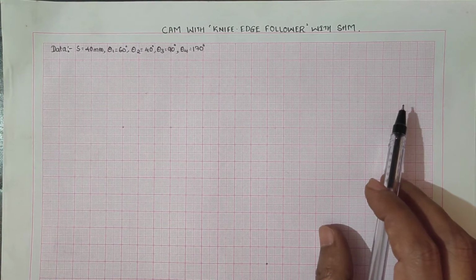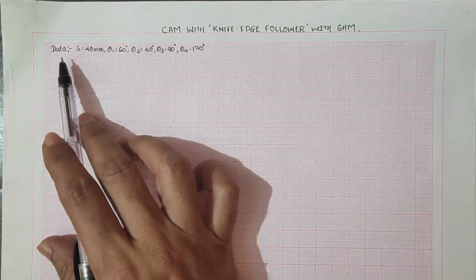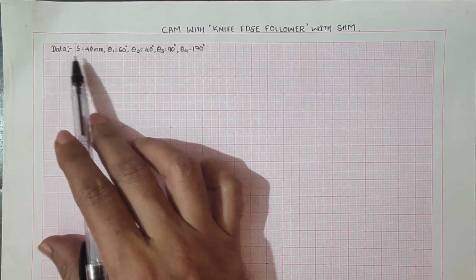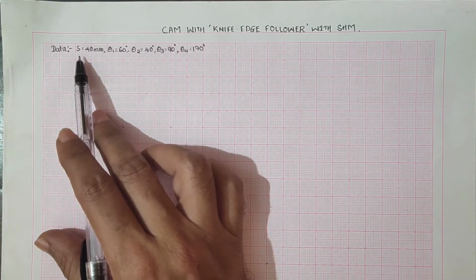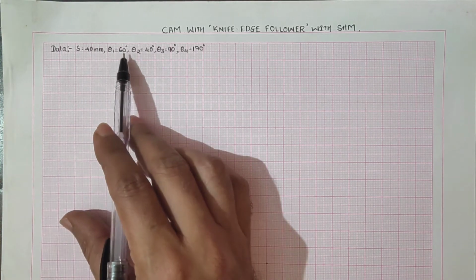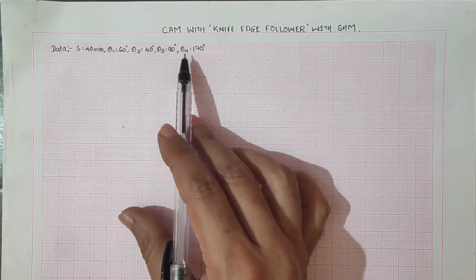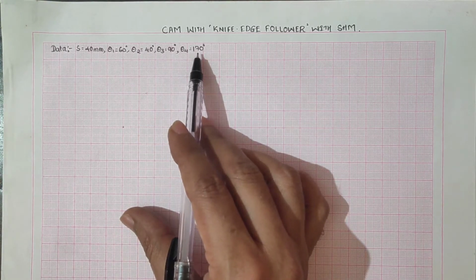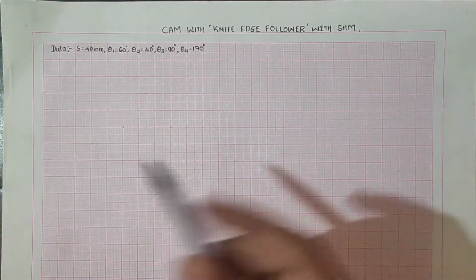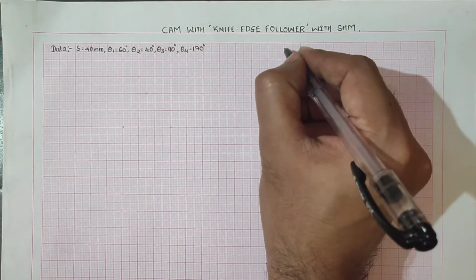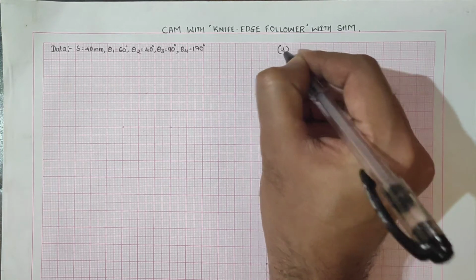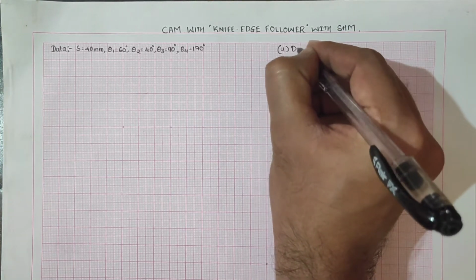So as I have already started the problem, let's write the data at the top. S is equal to 40 mm, theta 1 equal to 60, theta 2 equal to 40 degree, theta 3 is equal to 90 degree, and theta 4 is equal to 170 degree. This we have got it from the problem. So at the top we are going to draw the displacement diagram.